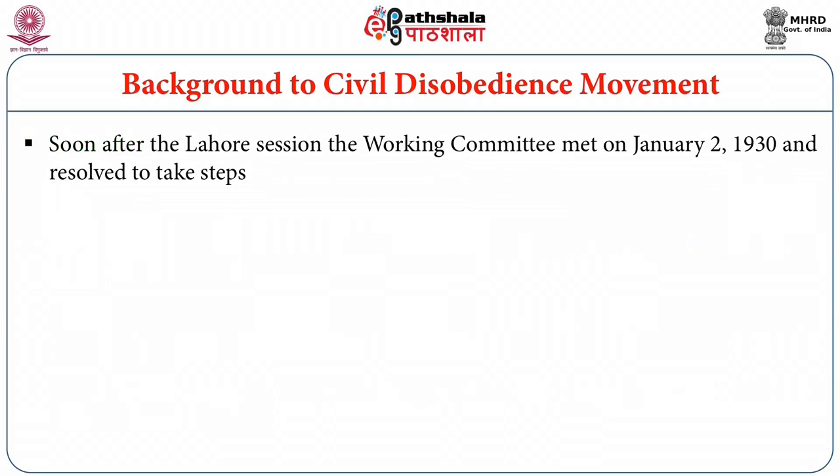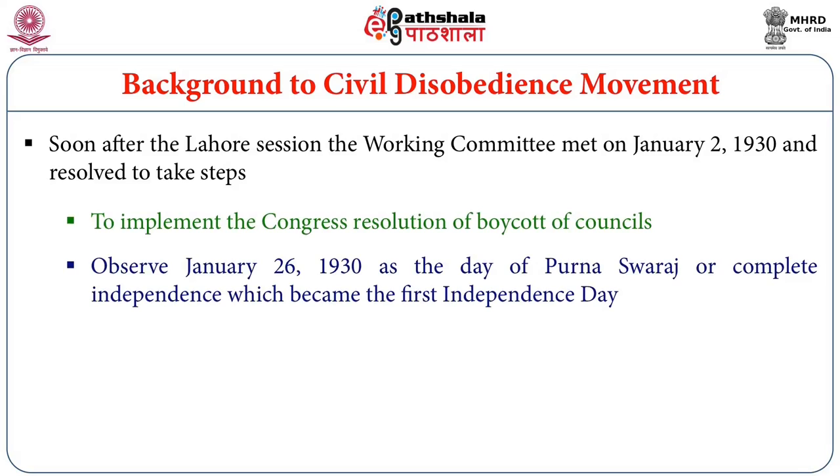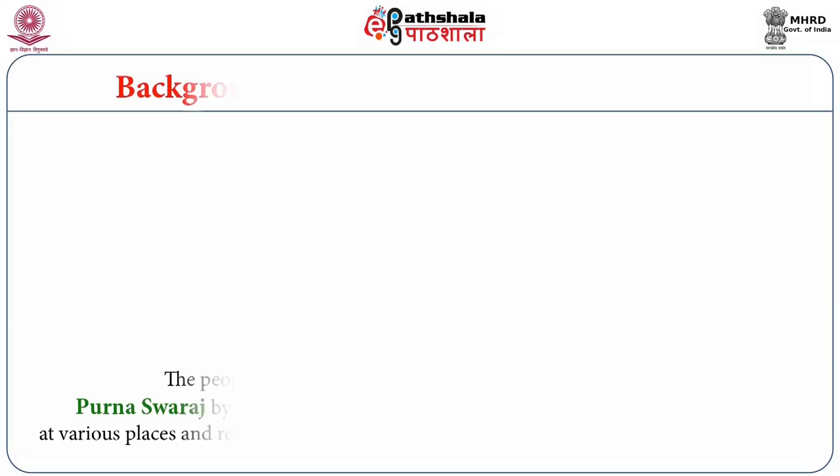Soon after the Lahore session, the Working Committee of the Congress met on January 2, 1930 and resolved to take steps to implement the Congress resolution of boycotting the councils. They also decided to observe January 26, 1930 as the day of Purna Swaraj or complete independence, which became the first independence day of India. Still, we are observing January 26th as the first independence day.